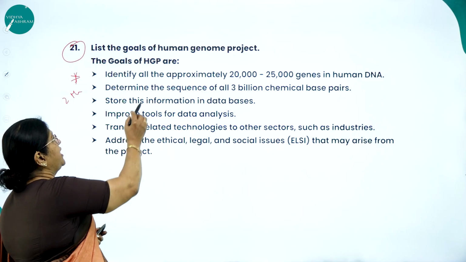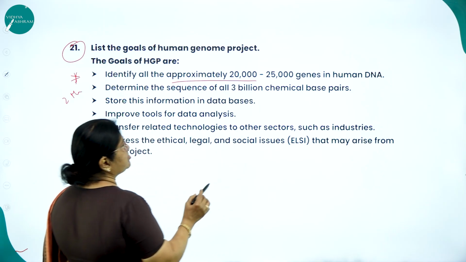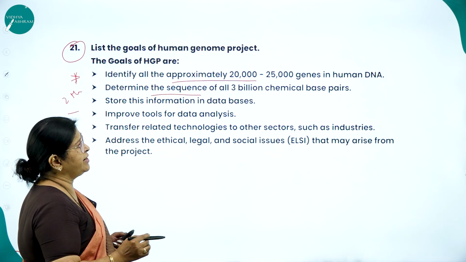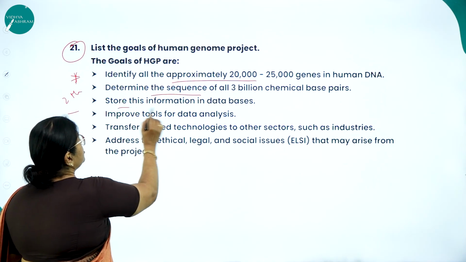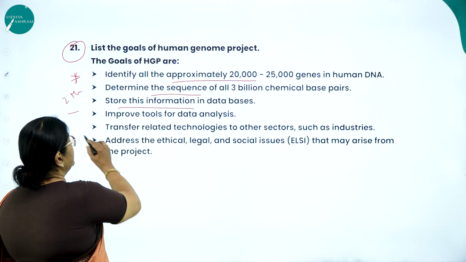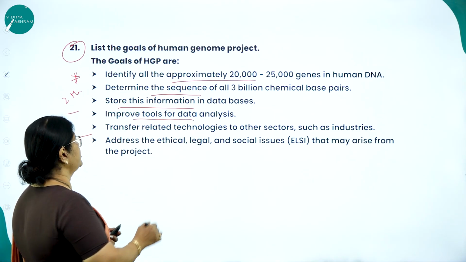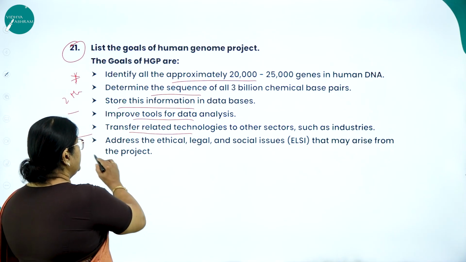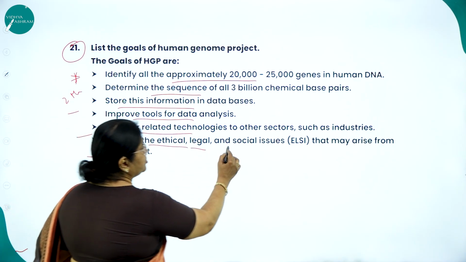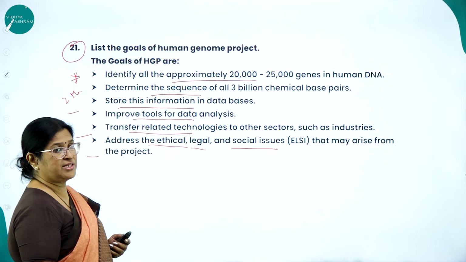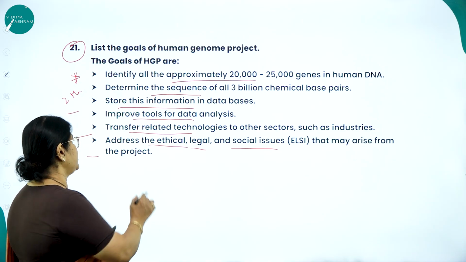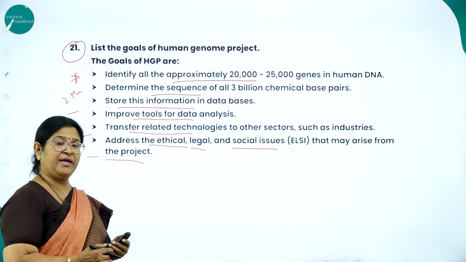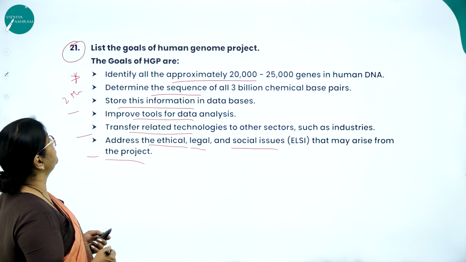It is used to identify all the approximately 20,000 to 25,000 genes in human DNA, determine the sequence of all 3 billion chemical base pairs, store this information in databases, improve tools for data analysis, transfer related technologies to other sectors such as industries, and address the ethical, legal and social issues that may arise from the project. Put together it is called ELSI. This is a very important 2-marker question from the examination point of view.